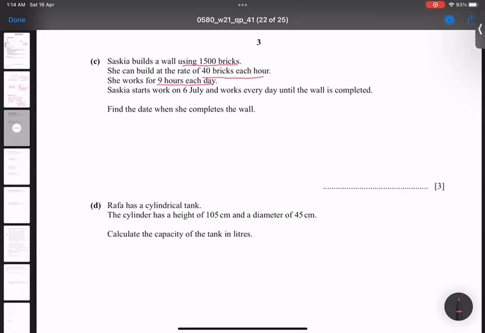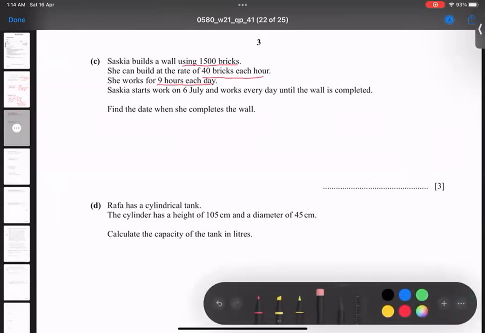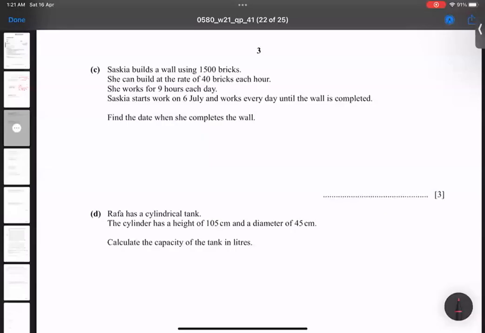First of all, we need a connection between time and the bricks. Let's see how we can get it. 40 bricks are needed for 1 hour. Let's make two titles here: title number 1 is day and the other is bricks. Before I start, look here: 40 bricks each hour, and there are 9 hours per day. So how many total bricks do we have in a day?